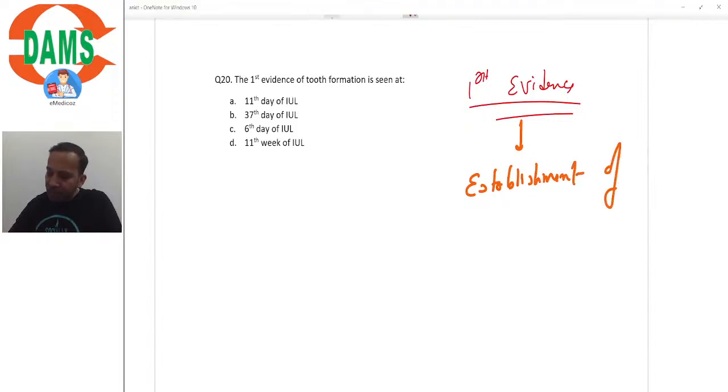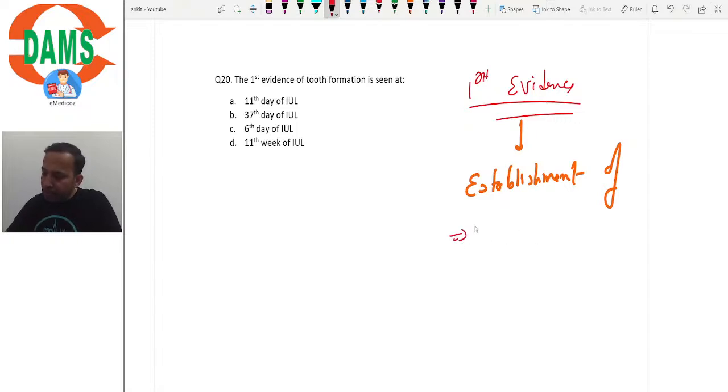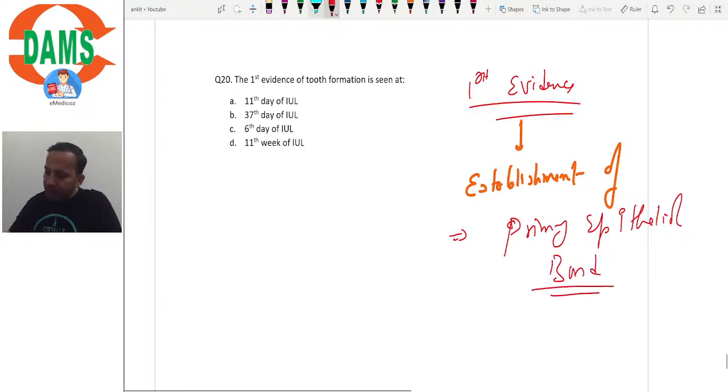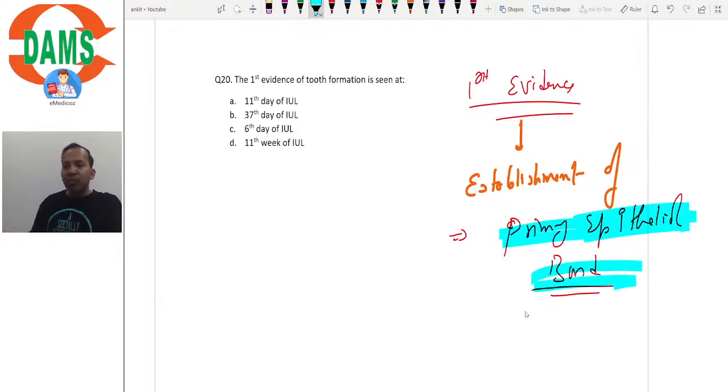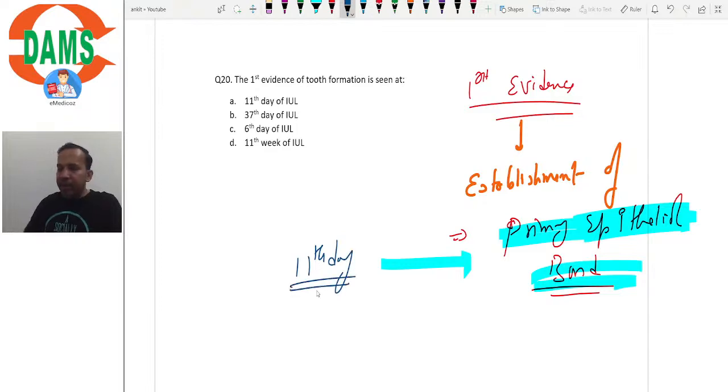establishment of primary epithelial band, right? Establishment of primary epithelial band. So when does the primary epithelial band establish? When does it start to proliferate? It starts to proliferate at 11th day of intrauterine life, right? It starts to proliferate at 11th day of intrauterine life.